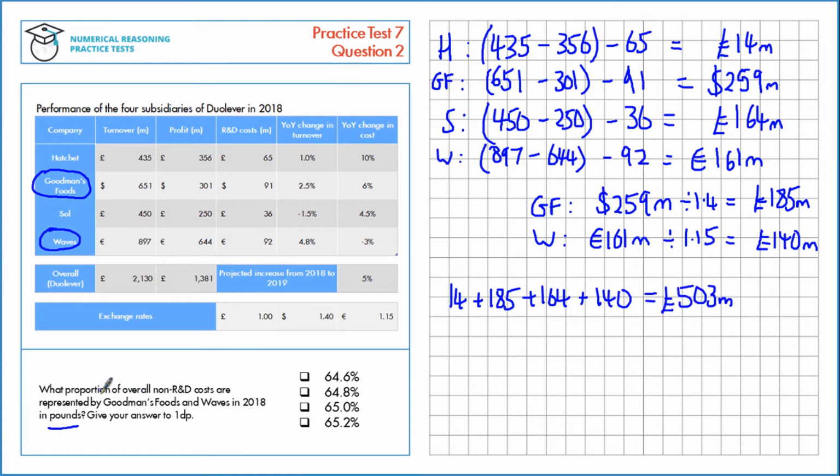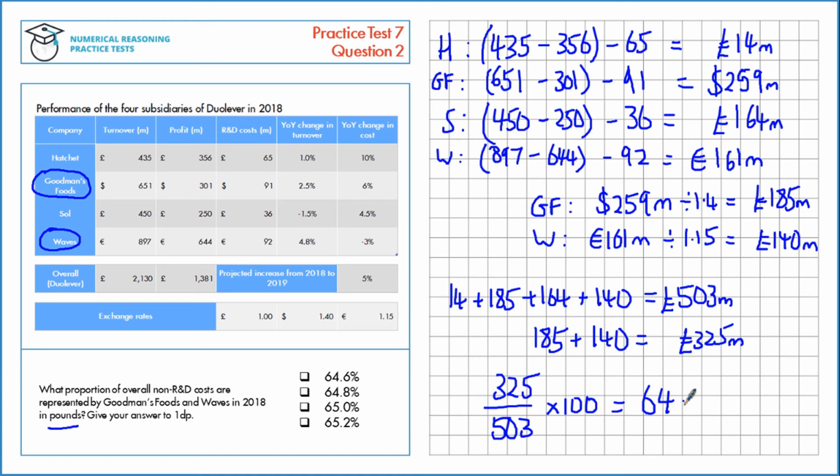And we want to see what Goodman's Foods and Waves are in total, which are both of these together. That's 185 million plus 140 million, which is 325 million. Now we just need to calculate what proportion of this total the 325 million represents. So that's 325 million divided by 503 million, then multiplied by 100 to express it as a percentage, which is 64.6% to one decimal place.